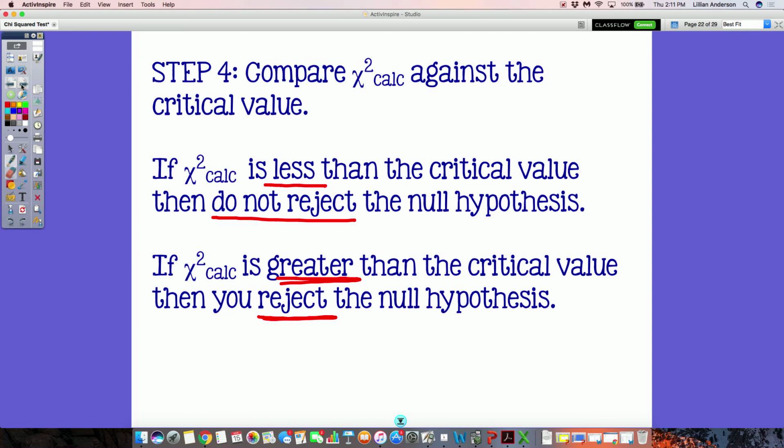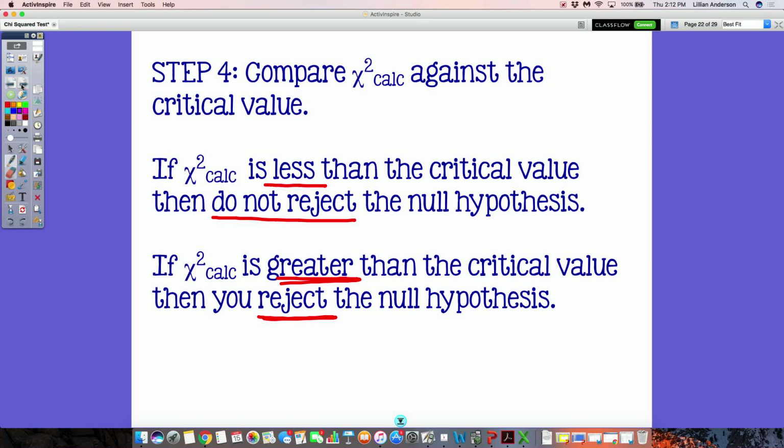All right. And now the fourth step, the one that's going to tell us everything we need to know. Step 4 is you're going to compare your chi-squared test statistic with your critical value. That is key. If the chi-squared is less than the critical value, then you do not reject your null hypothesis. That means you accept it. That means whatever you wrote down at the very beginning is true.